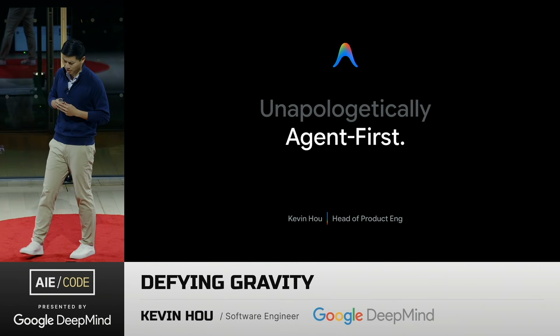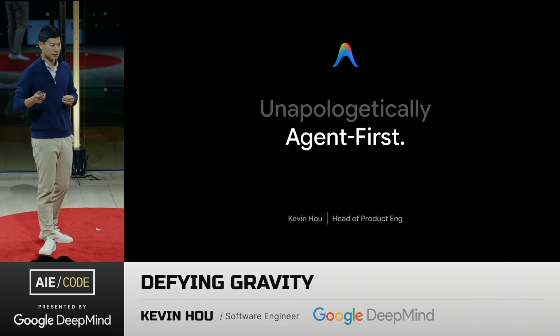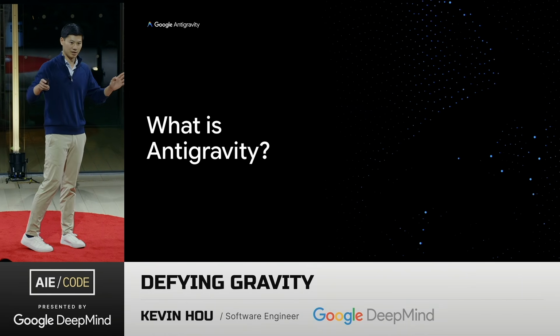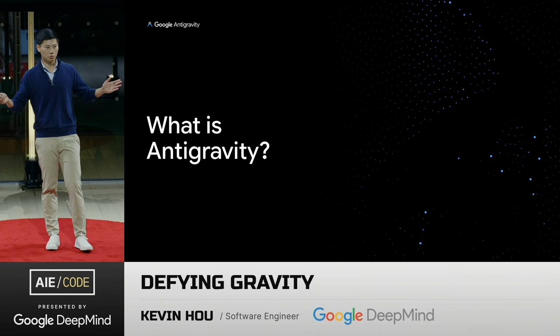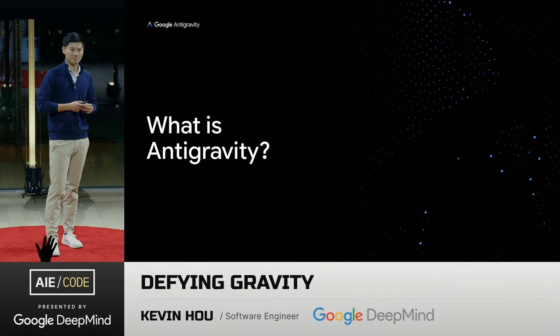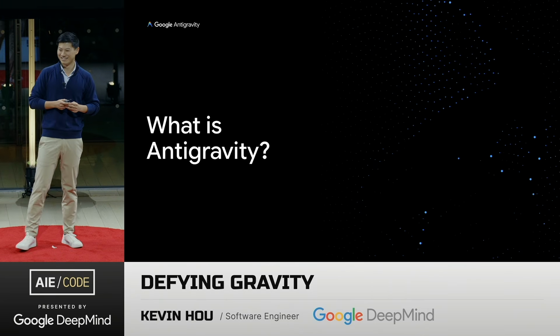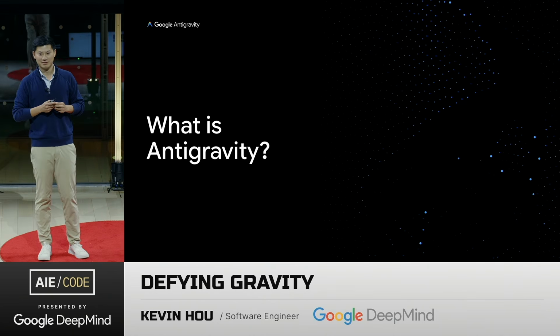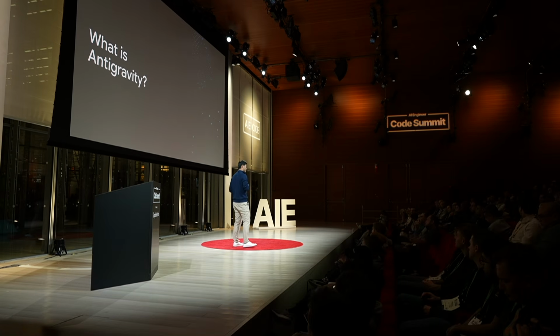So my name is Kevin Howe. I lead our product engineering team at Google Antigravity. And let's start with the basics. First, just to get a sense of the room, who has used Antigravity? All right, there you go. Power of Google. Love it. Who's used the agent manager? Cool. Nice. Good. All right.